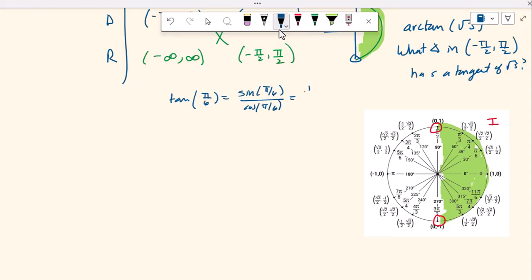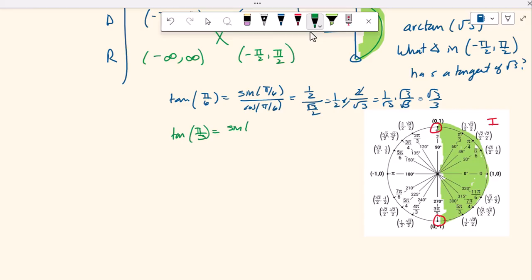Sine of pi over 6 is 1/2. That comes from right here. Cosine of pi over 6 is square root of 3 over 2. When you divide by a fraction, you multiply by the reciprocal, so I get 1 over root 3, but when I rationalize that, I get square root of 3 over 3, so it's not pi over 6. And this is the same thing I do every time. Then I think, oh yeah, I remember that now. So let's try pi over 3.